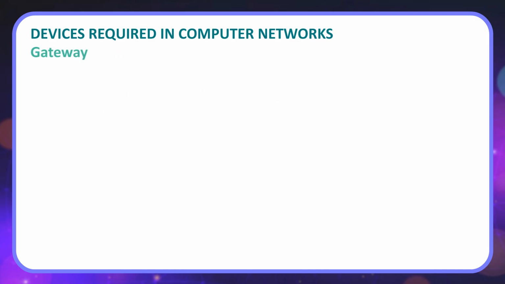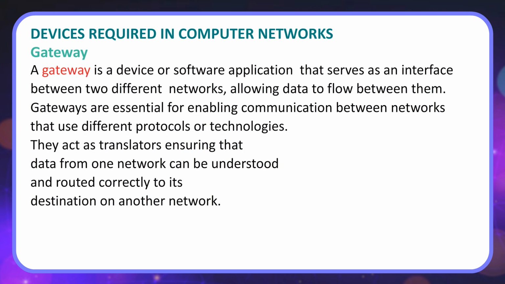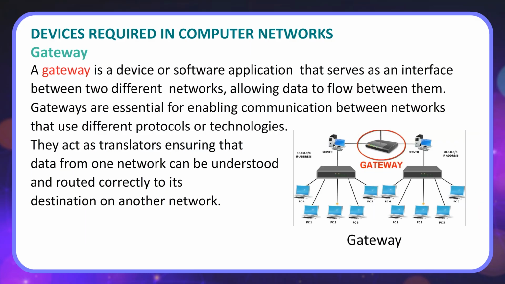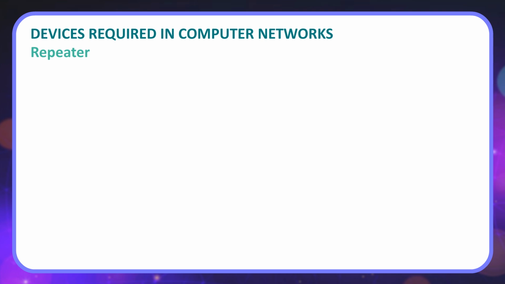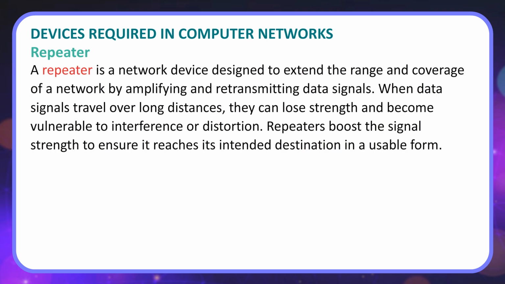Gateway. A gateway is a device or software application that serves as an interface between two different networks, allowing data to flow between them. Gateways are essential for enabling communication between networks that use different protocols or technologies. They act as translators, ensuring that data from one network can be understood and routed correctly to its destination on another network.